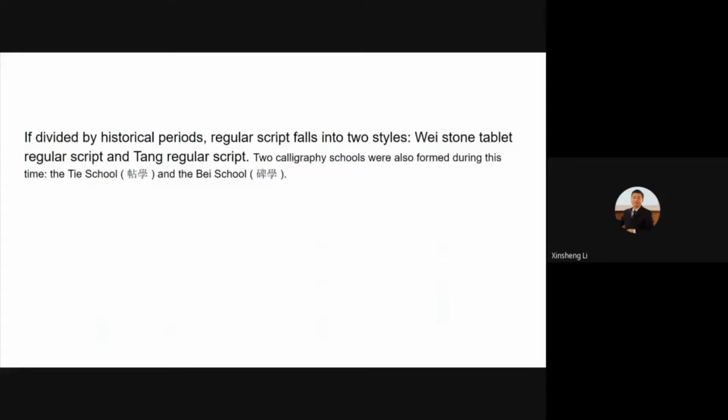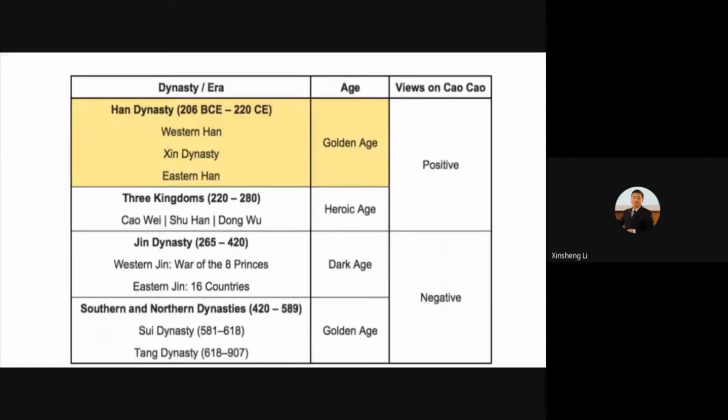We call this 帖学, Tie school. This here is not a die, not a deer. Deer means road, but here it is 帖. 帖 means writing on the paper. 帖学 and the 碑学. Let's see this 帖学 and the 碑学.